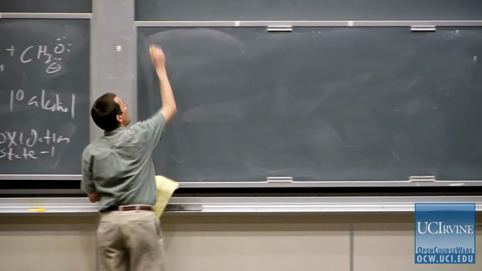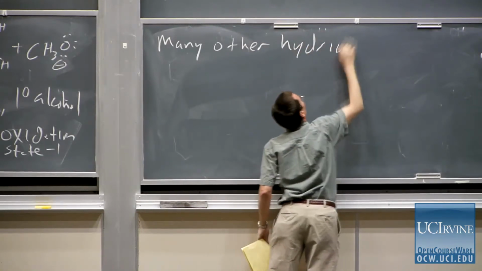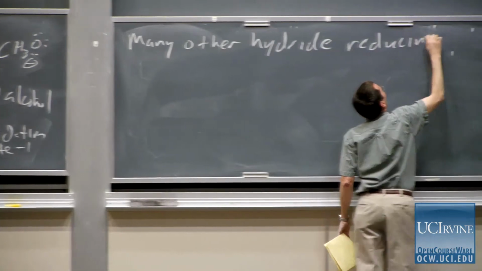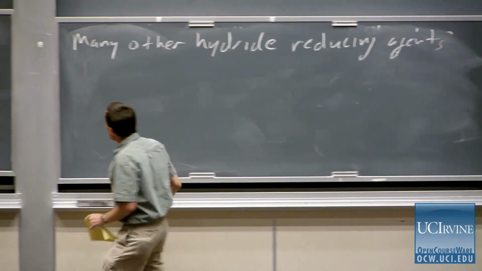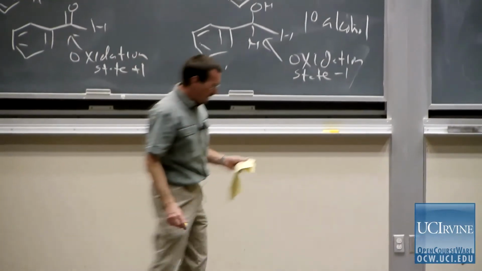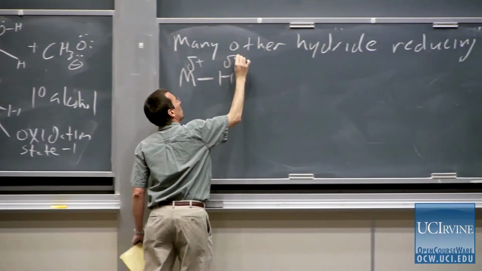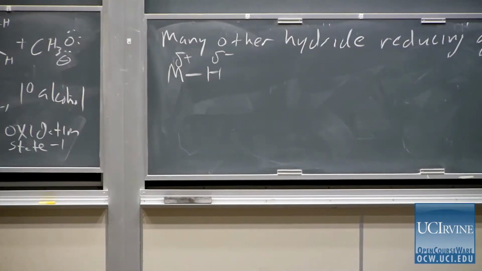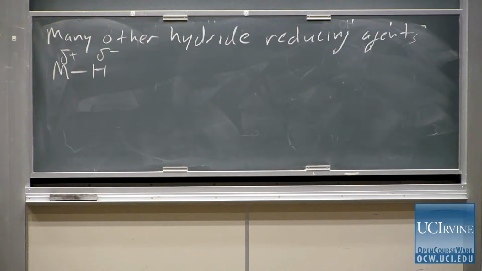There are a ton of hydride reducing agents. Your textbook has given you some. I'll show you a few others. The general principle, the overarching principle of hydride reducing agents, is that you have a metal-hydrogen bond, metal broadly defined, usually as a polar covalent bond where you have M with a partial positive charge and hydride with a partial negative charge. By broadly defined, I mean that boron is kind of a metal or a metalloid. Aluminum is a metal. And there are many, many others.